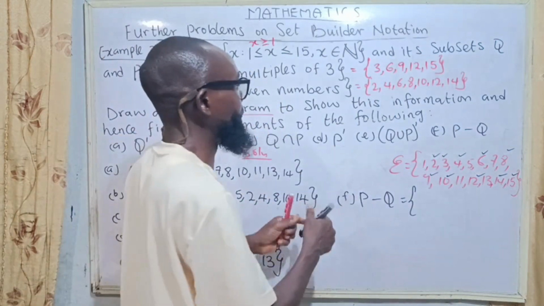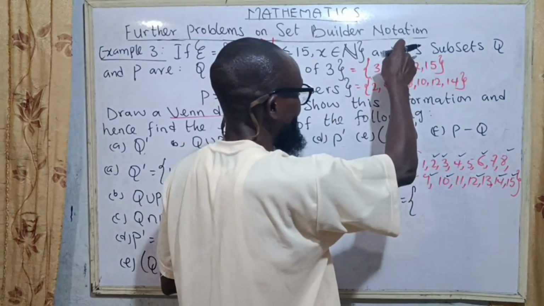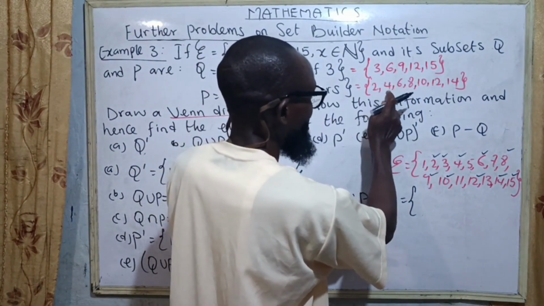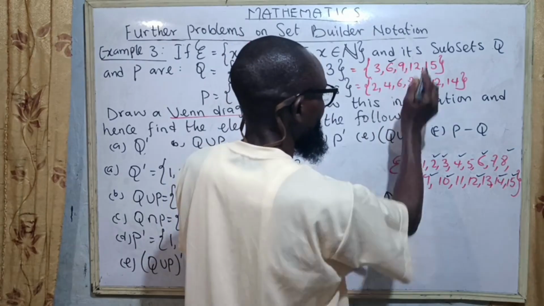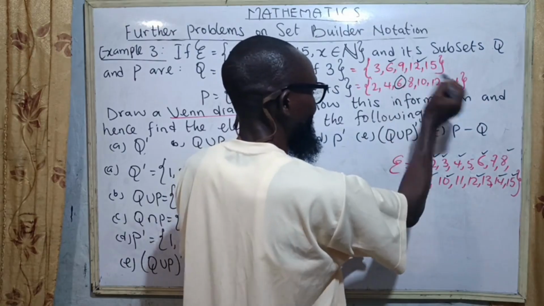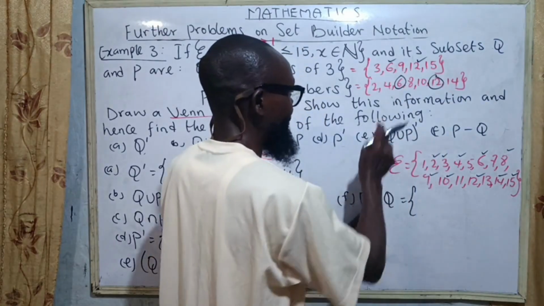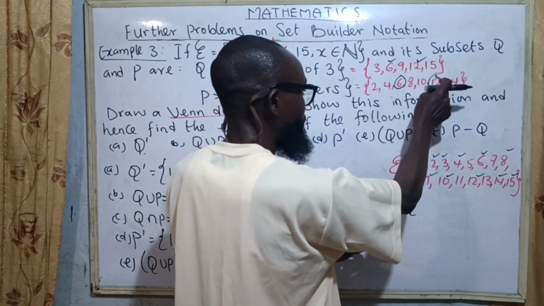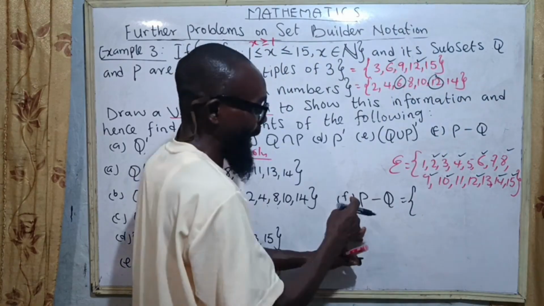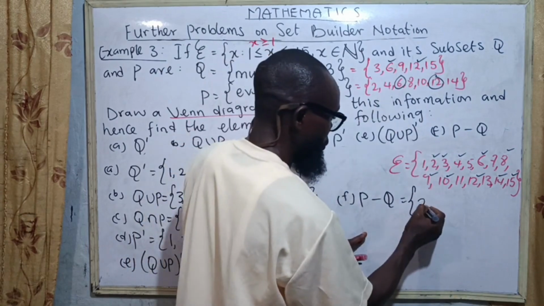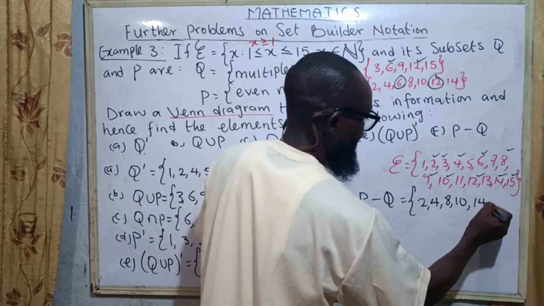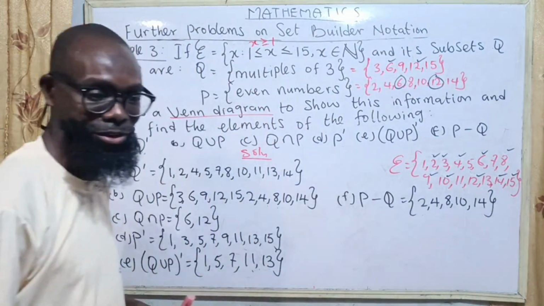Meaning, look at this P. Elements of P that can be found in Q: we have 6, then we have 12. So when we take away 6 and 12 from P, because they can be found in Q, the remaining ones in P are your P minus Q. That is 2, 4, 8, 10, and 14. So this is P minus Q.